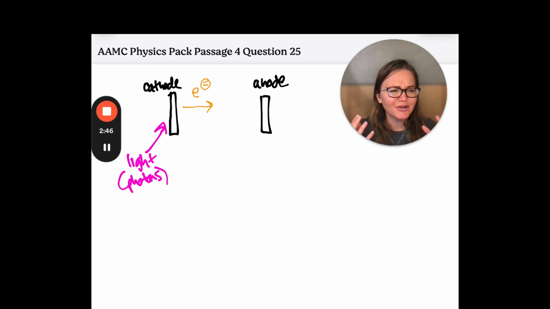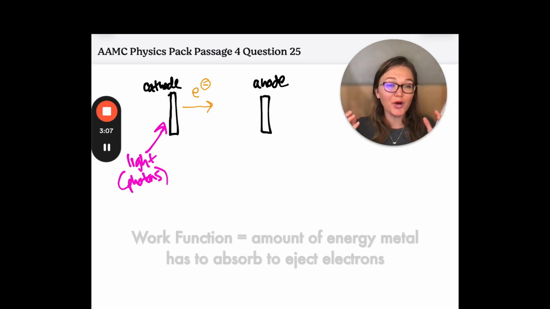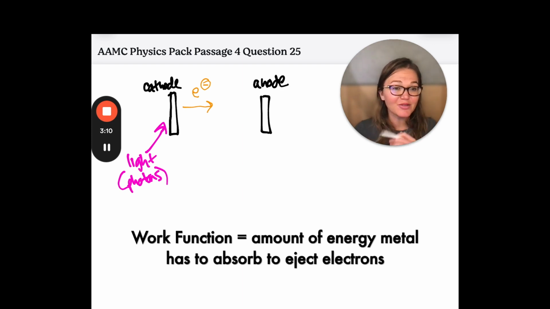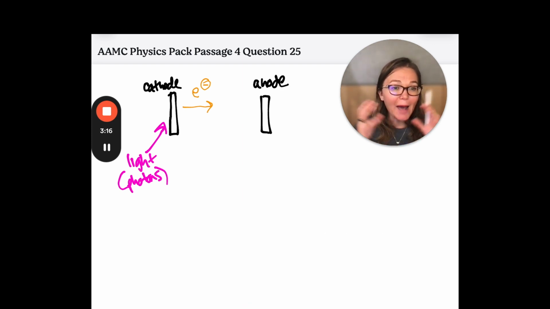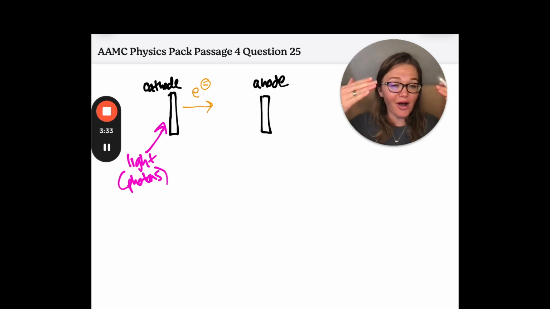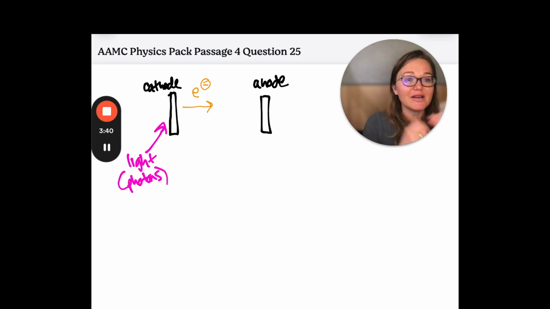So how much energy do you need for that to happen? Well, it depends on the metal. Every metal, part of its properties is how much energy it needs to absorb to eject those free electrons. We call that the work function of the metal, and like I said, it's different for every type of metal. So what happens once that electron has been kicked off of the metal? Well, any energy that electron has left over above and beyond whatever the work function for that particular metal was gets turned into kinetic energy that is going to propel the electron forward.